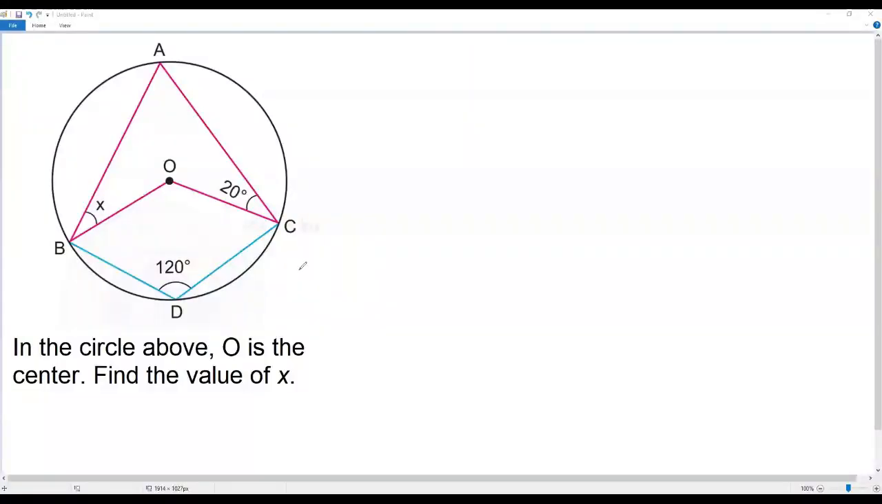Here we have a geometry problem. Okay, let's go to the question. In the circle above, O is the center. Find the value of x. Okay, here we have x in this circle. We have to find the value of x over here.